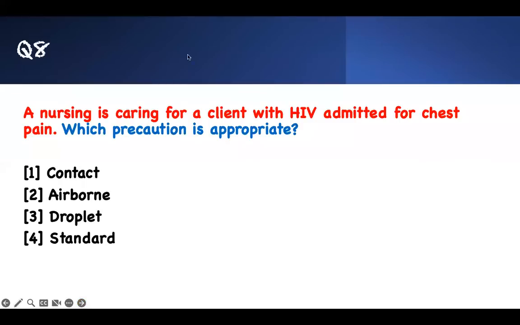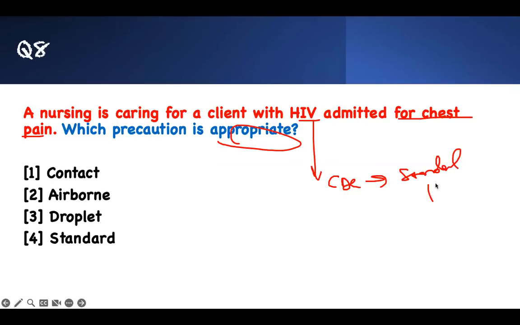Second one. Number 8, the same theme, just to give you guys some clue. Which precaution is appropriate? And this is caring for a client with HIV admitted for chest pain. The CDC says HIV is standard precaution. There's no airborne, there's no droplet, there's no contact. So if you're taking care of an HIV patient or you see it in your test, just put standard precaution. It's not droplet, airborne, or contact. It's just standard.